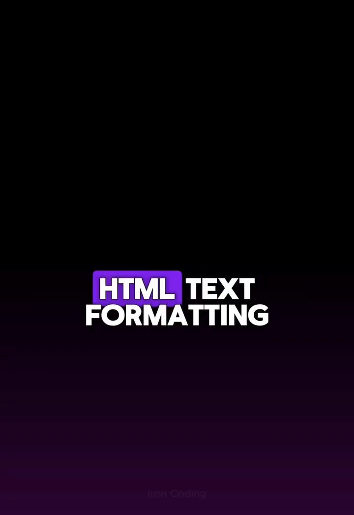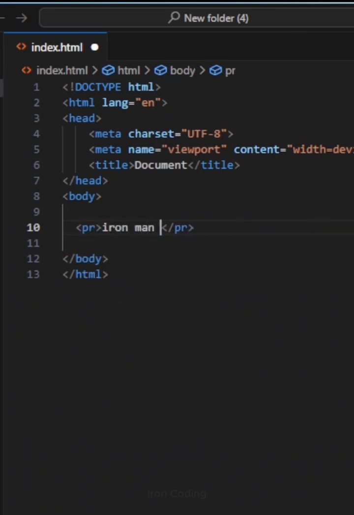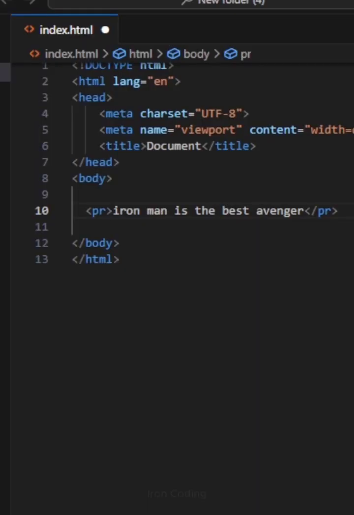Today, we learn about HTML text formatting. Firstly, write a paragraph with paragraph tag. Iron Man is the best Avenger. If we want Iron Man in bold letters, write it between bold tag.